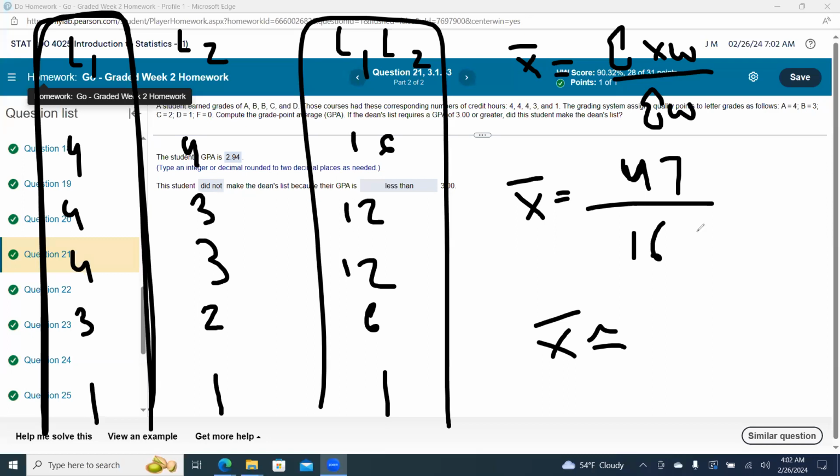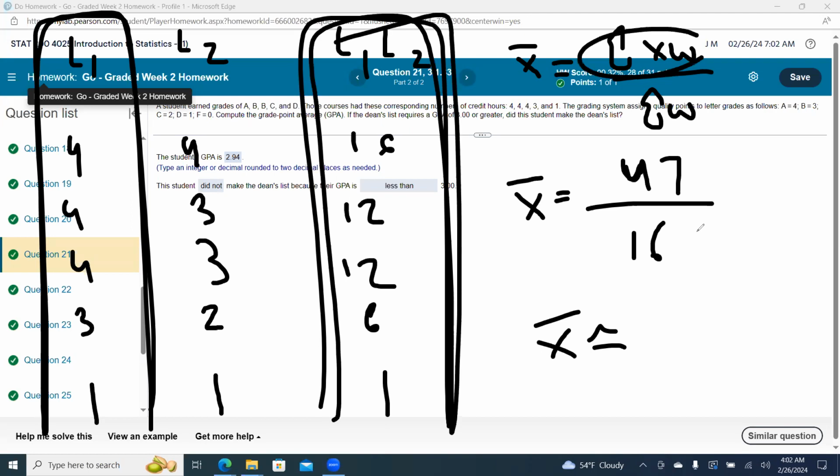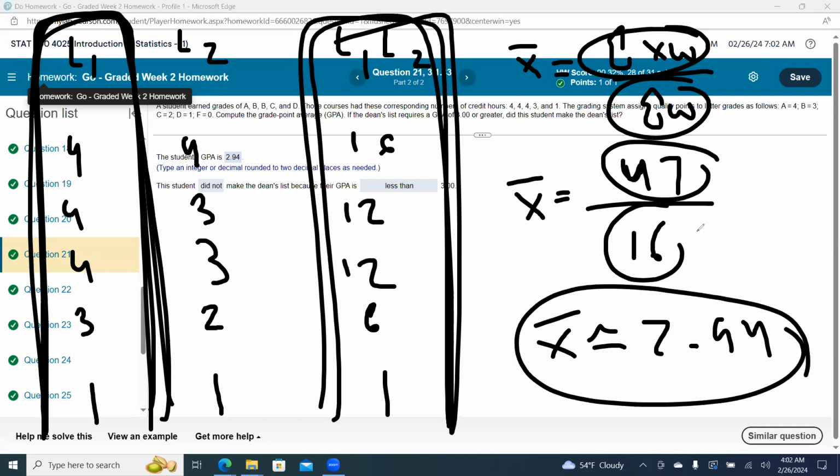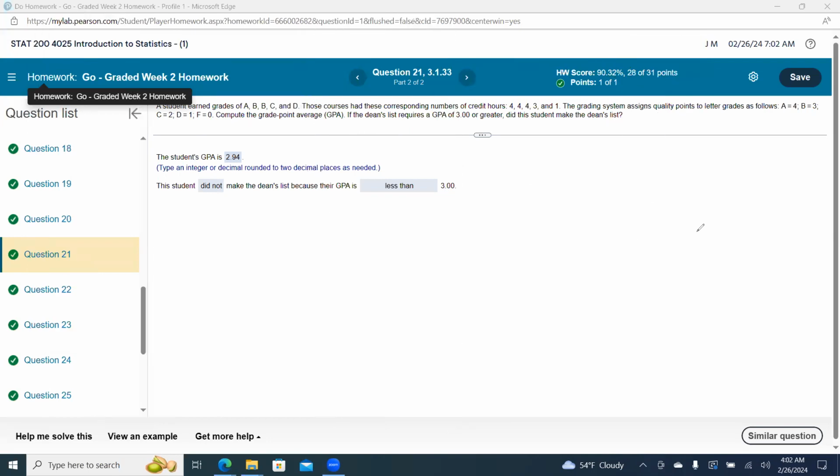see if I did this right, because I have the sum of the multiplication of them. The sum of that is 47. And then the sum of the weights is 16. I got 47 divided by 16. I got 2.94, which is what I got the last time. Okay, good.